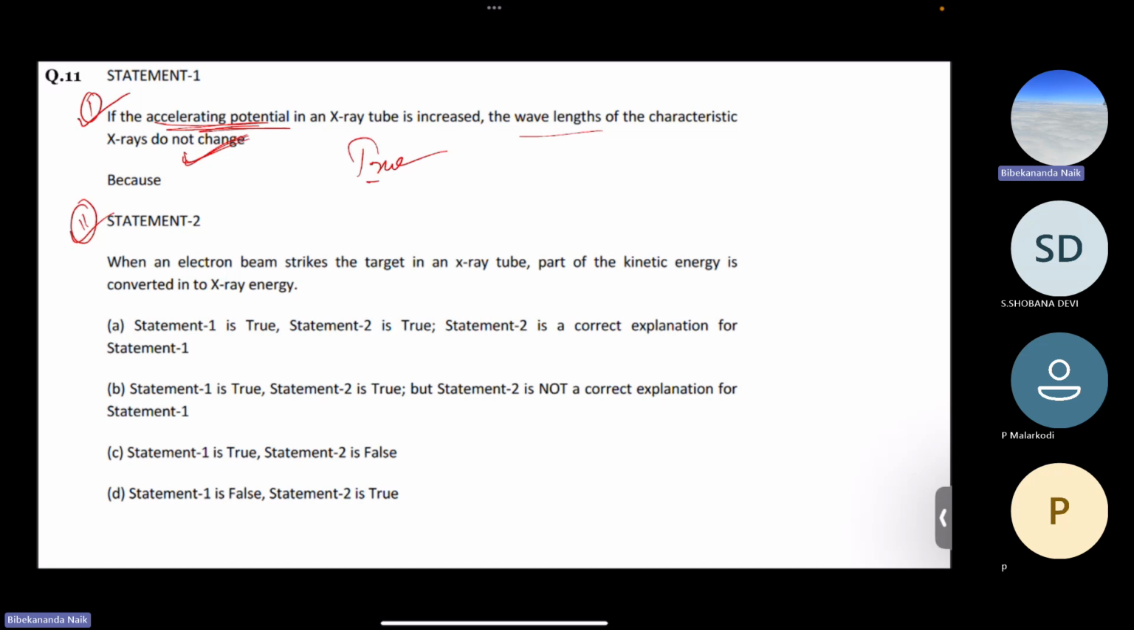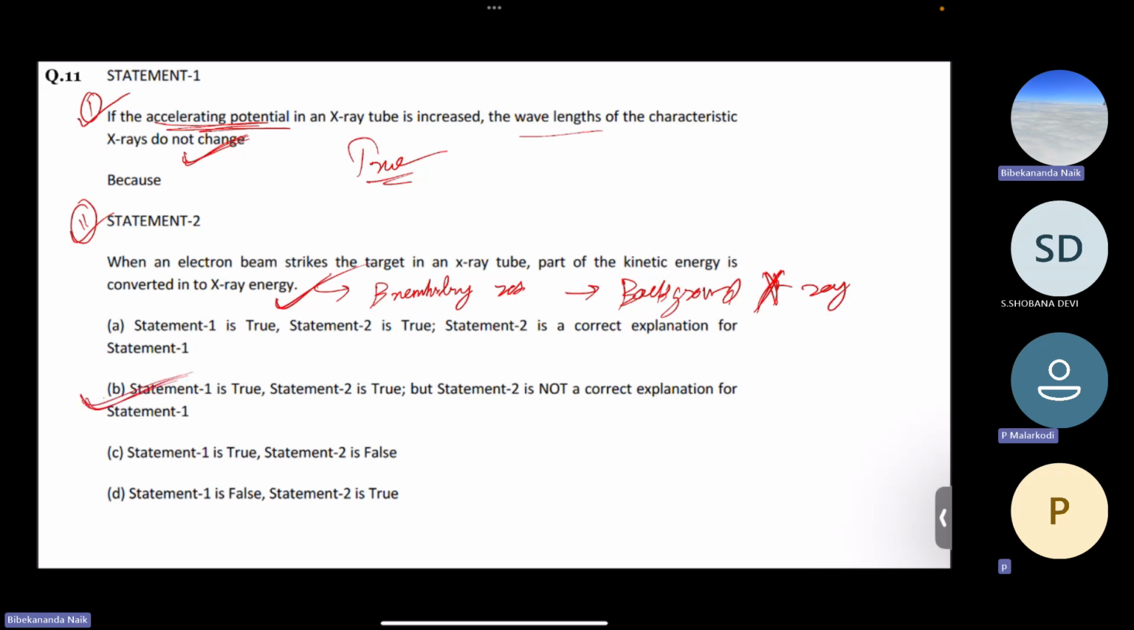And if you talk about statement two, when an electron beam strikes the target in an X-ray tube, part of the kinetic energy is converted into X-ray energy. That is called Bremsstrahlung radiation. So it explains background X-ray. So these two statements are true, but statement two is not the correct explanation of statement one, because statement one talks about characteristic X-ray, whereas statement two talks about background X-ray. Is this clear to you?